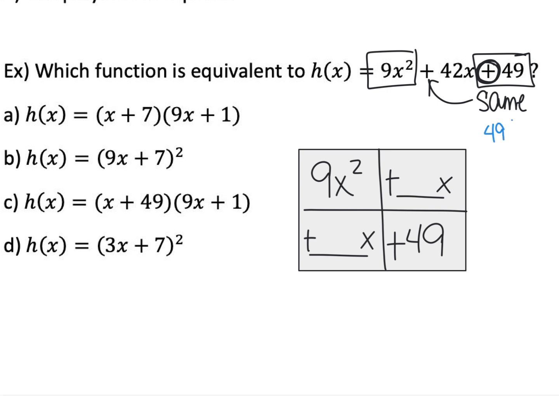49 times 9, 81, 36, and 8 is 441. Now, I don't know about you, but I really don't want to find the factors of 441. So, when the numbers are really big like this, that trick I was talking about with this being a perfect square, tell me about the square root of 9.